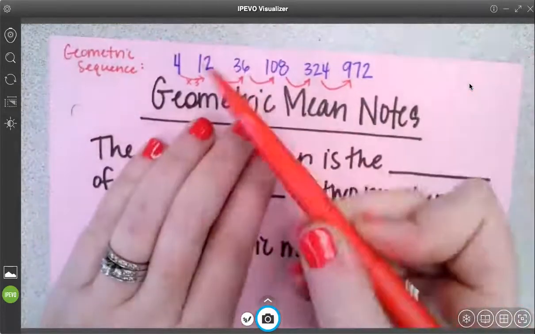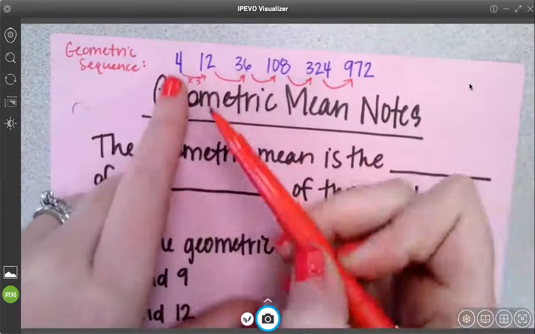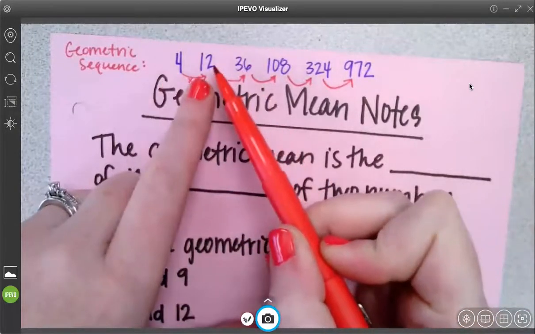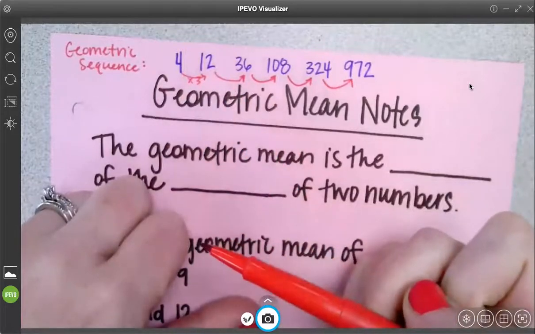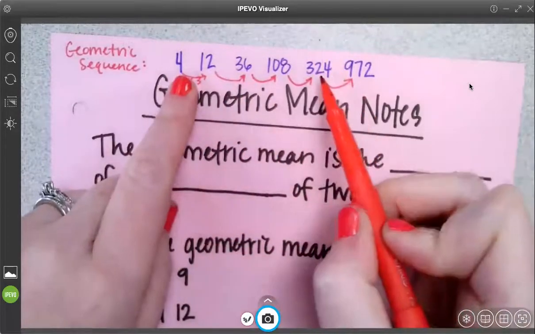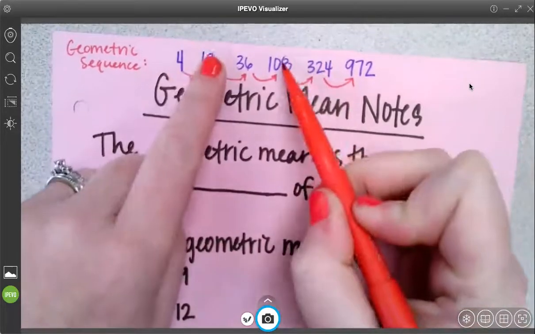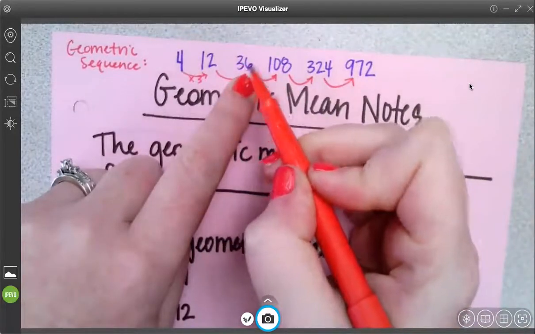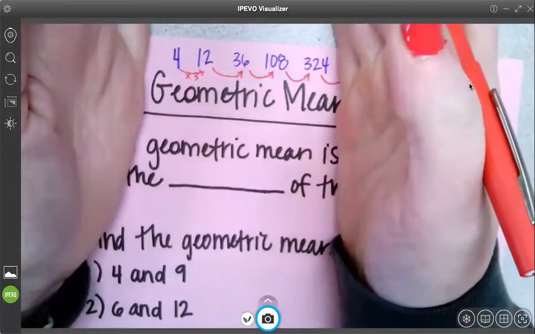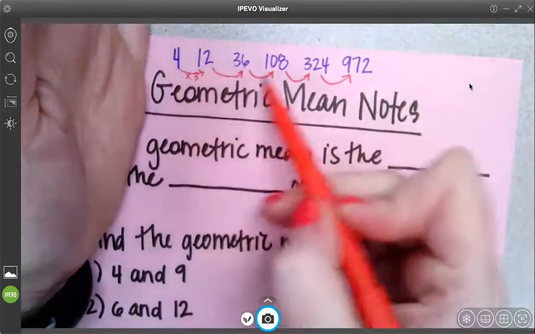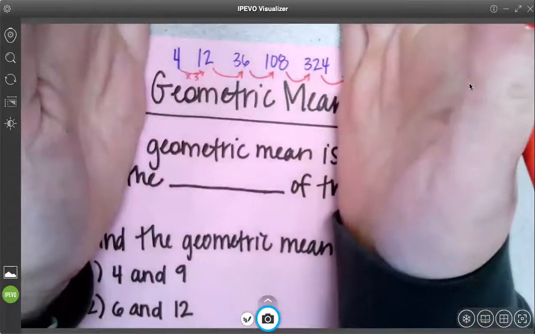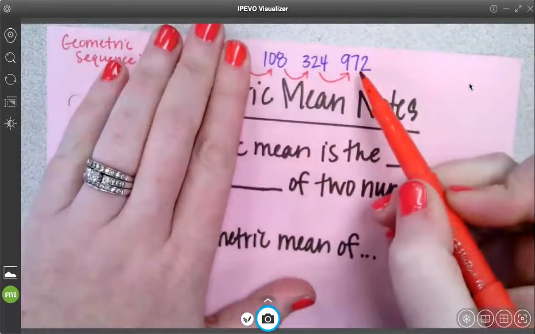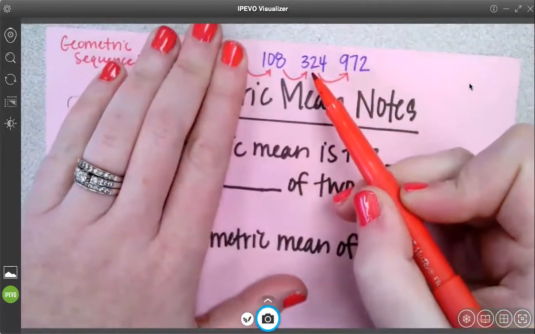So if I were to say, what's the geometric mean of 4 and 36? Well, the number in the middle of that is 12. Or what's the geometric mean of 4 and 324? Well, as I jump toward the center, 36 would be the mean, because it's exactly in the middle of that list of numbers where you're multiplying by the same thing every time to get the next term in the sequence, right? So the geometric mean between 108 and 972 is just 324.